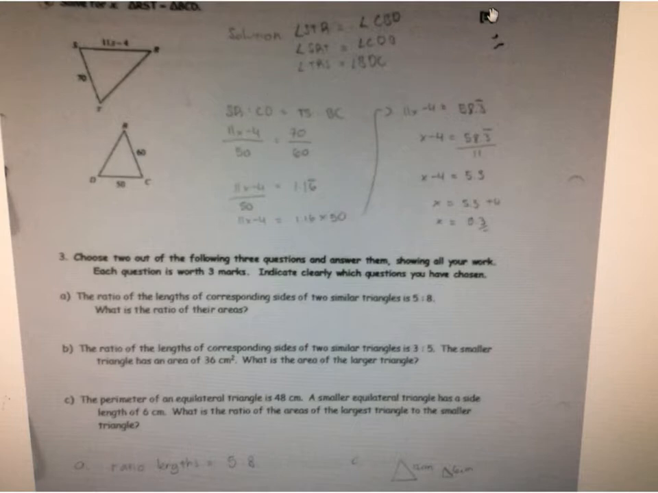Okay, for the next page, for question 2, we're told that the two triangles are similar. But you have to be really careful, because if it says the triangle RST is similar to triangle BCD, then that means that the sides correspond in the same order. In other words, RS is equal to BC, and ST is equal to CD, and so on, okay?